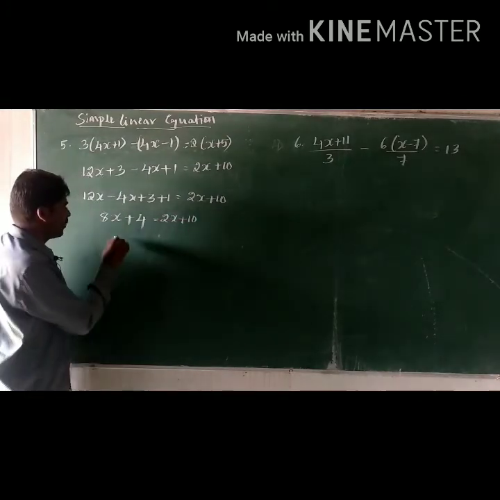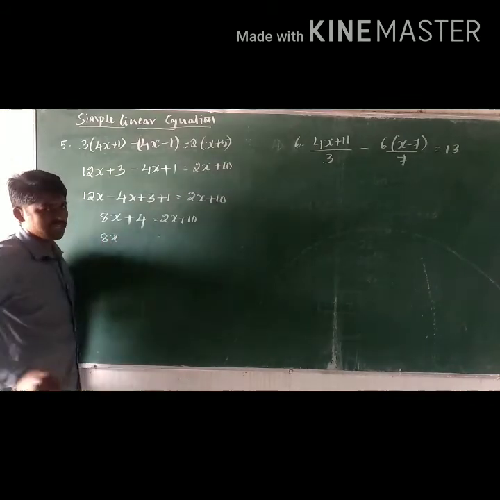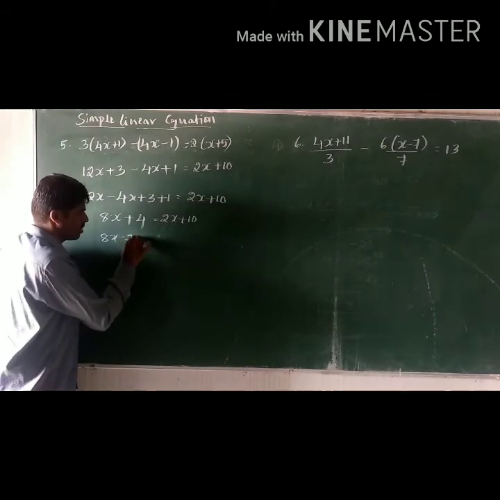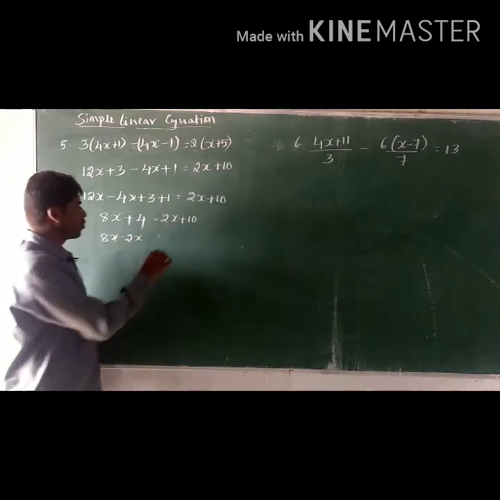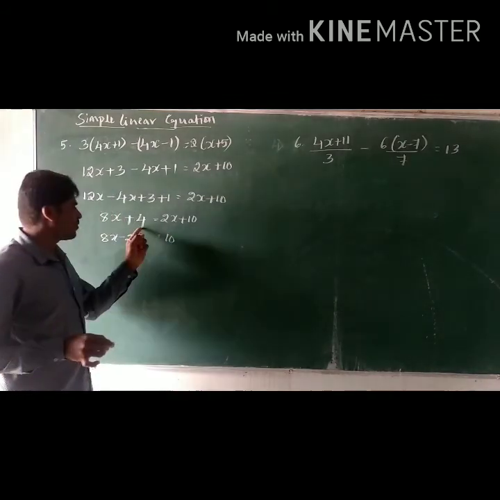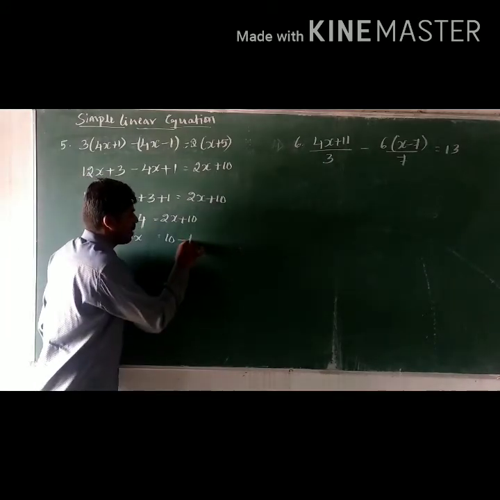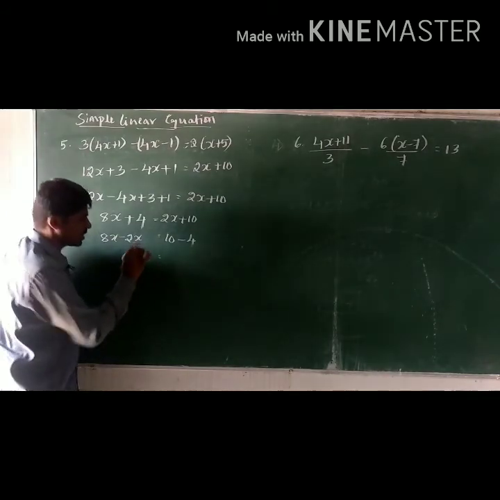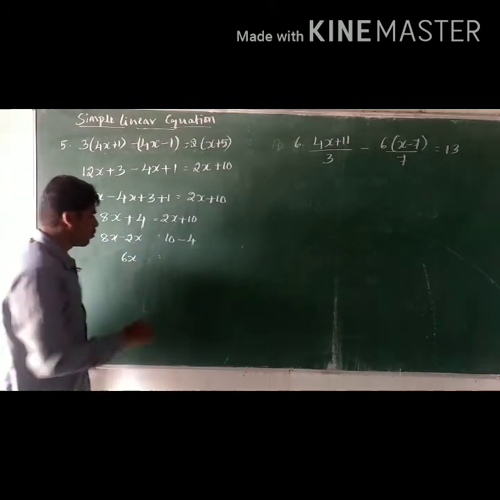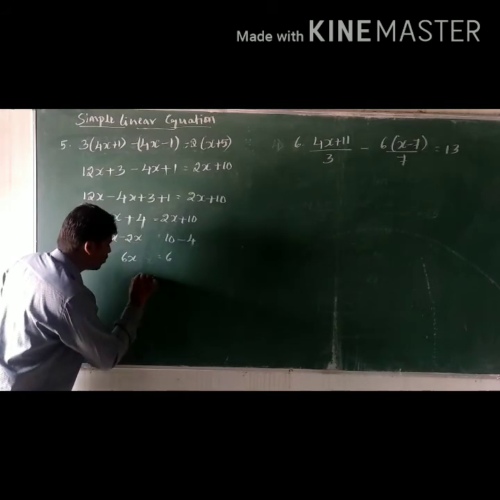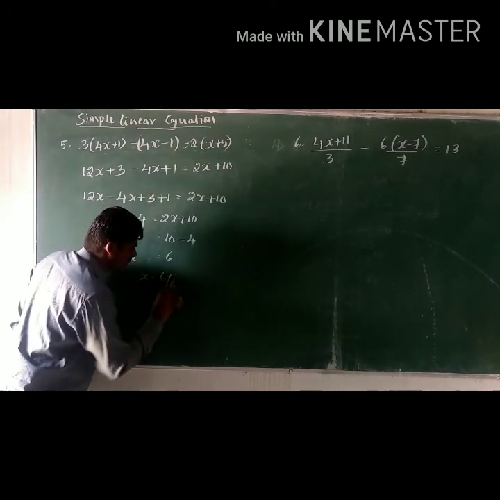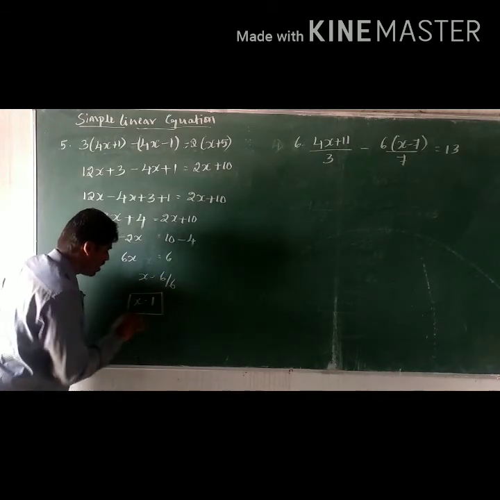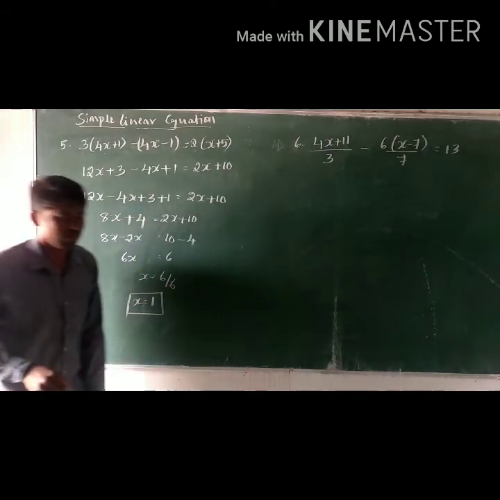Now write the 8x. The plus 2x you can transfer after the equal sign, it becomes minus 2x. Now 10 I have written the same. The plus 4 you can transfer to that side, it becomes minus 4. Now 8 minus 2 we get 6x. Now 10 minus 4 we get 6. Now x is equal to 6 divided by 6. Now the x value is equal to 1. This is the answer for this problem.